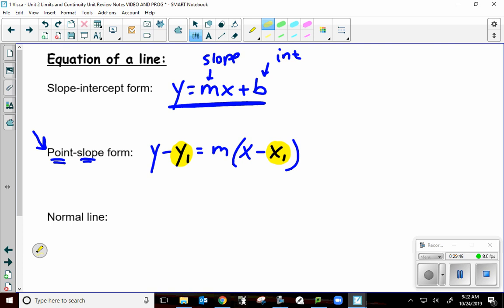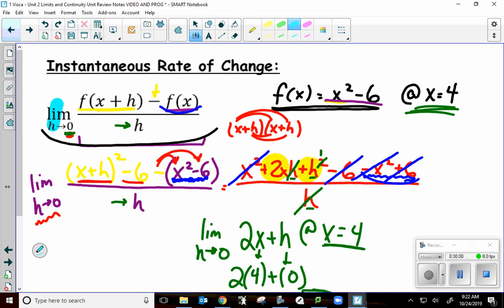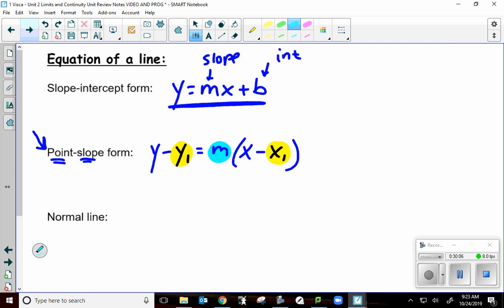Let me repeat that. The x value and y value that you get, or that you come up with from the equation, have to go into x1 and y1. And then I have my slope. How do I get my slope? Using this equation right here. Using this limit, it will give you the slope. All right? So we will use that here moving forward.